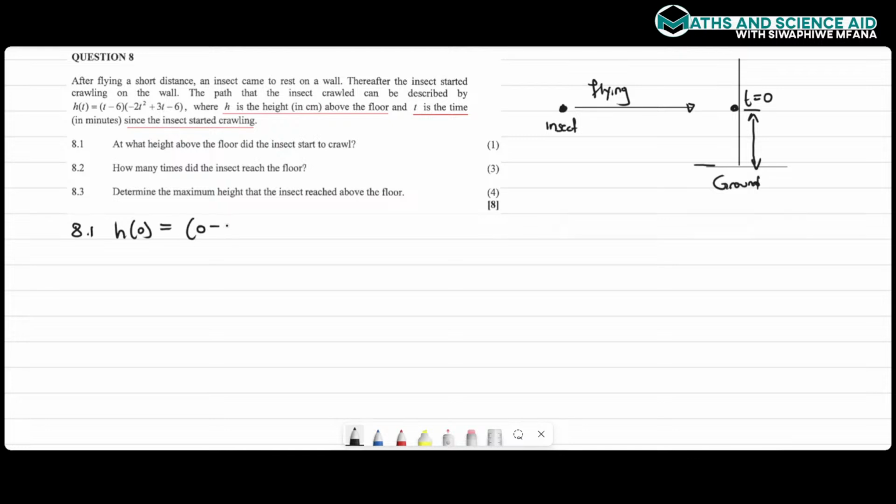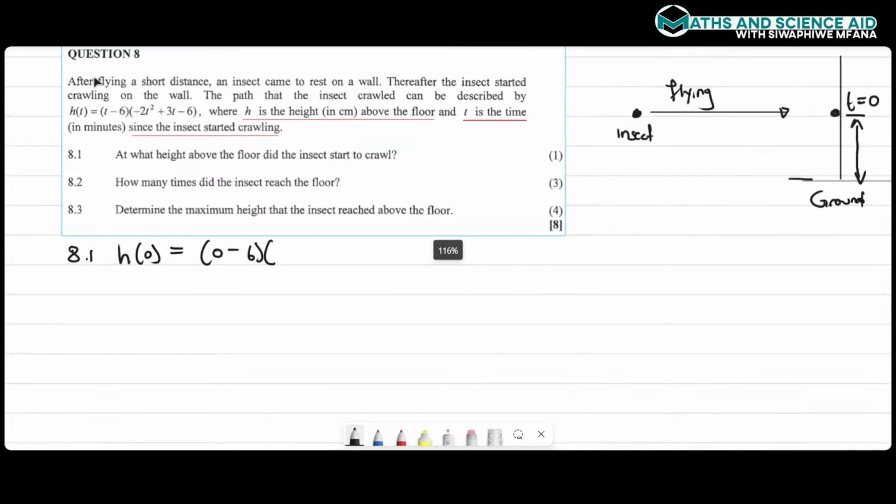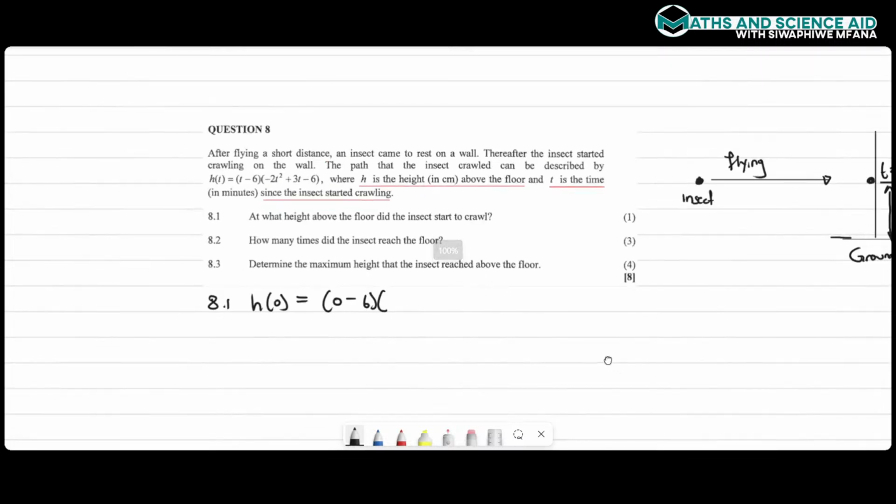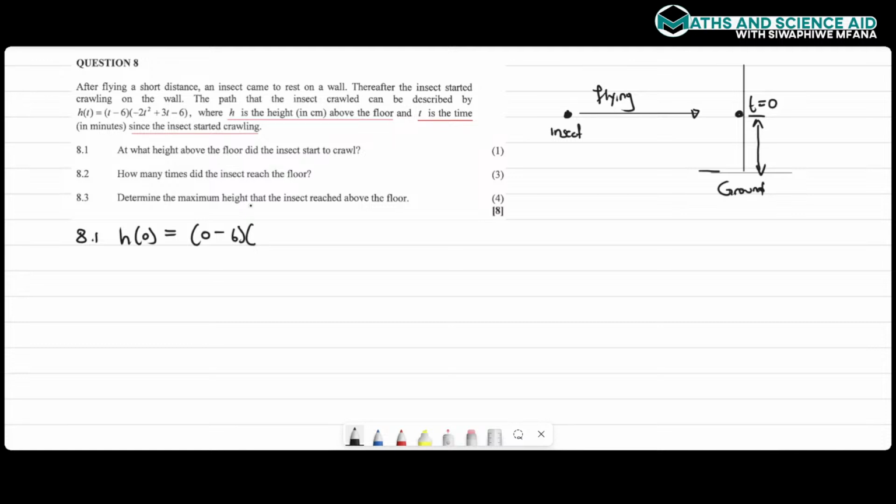So this will be 0 minus t, and if t is equal to 0, then as you can see, all of these terms, the minus 2t squared plus 3t, are going to be 0 because t is 0. Negative 2 multiplied by 0 is 0, and 3 multiplied by 0 is 0. So I'll leave that out and only show the minus 6 in that second bracket. So we'll have minus 6 into minus 6, which is, I think, 36, right?